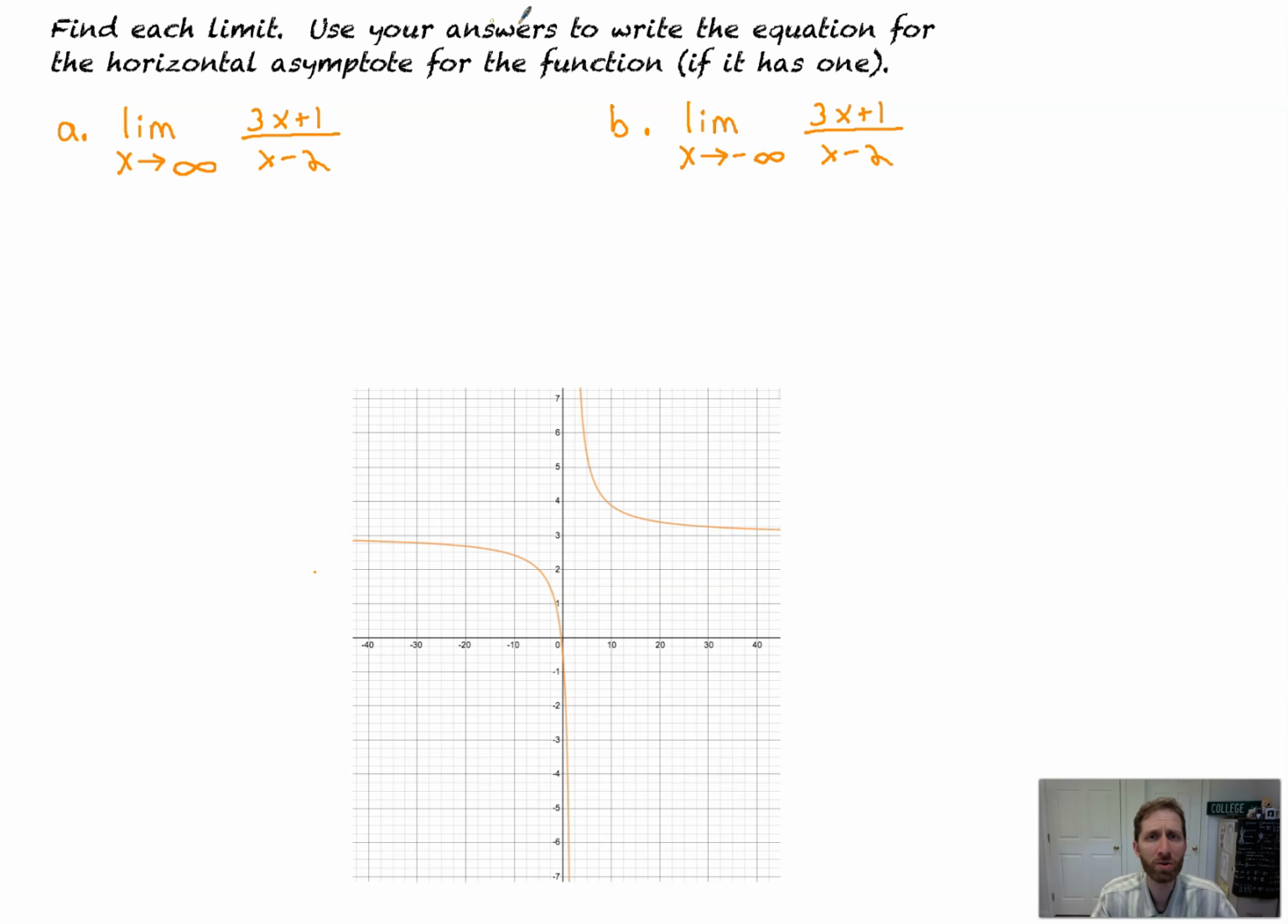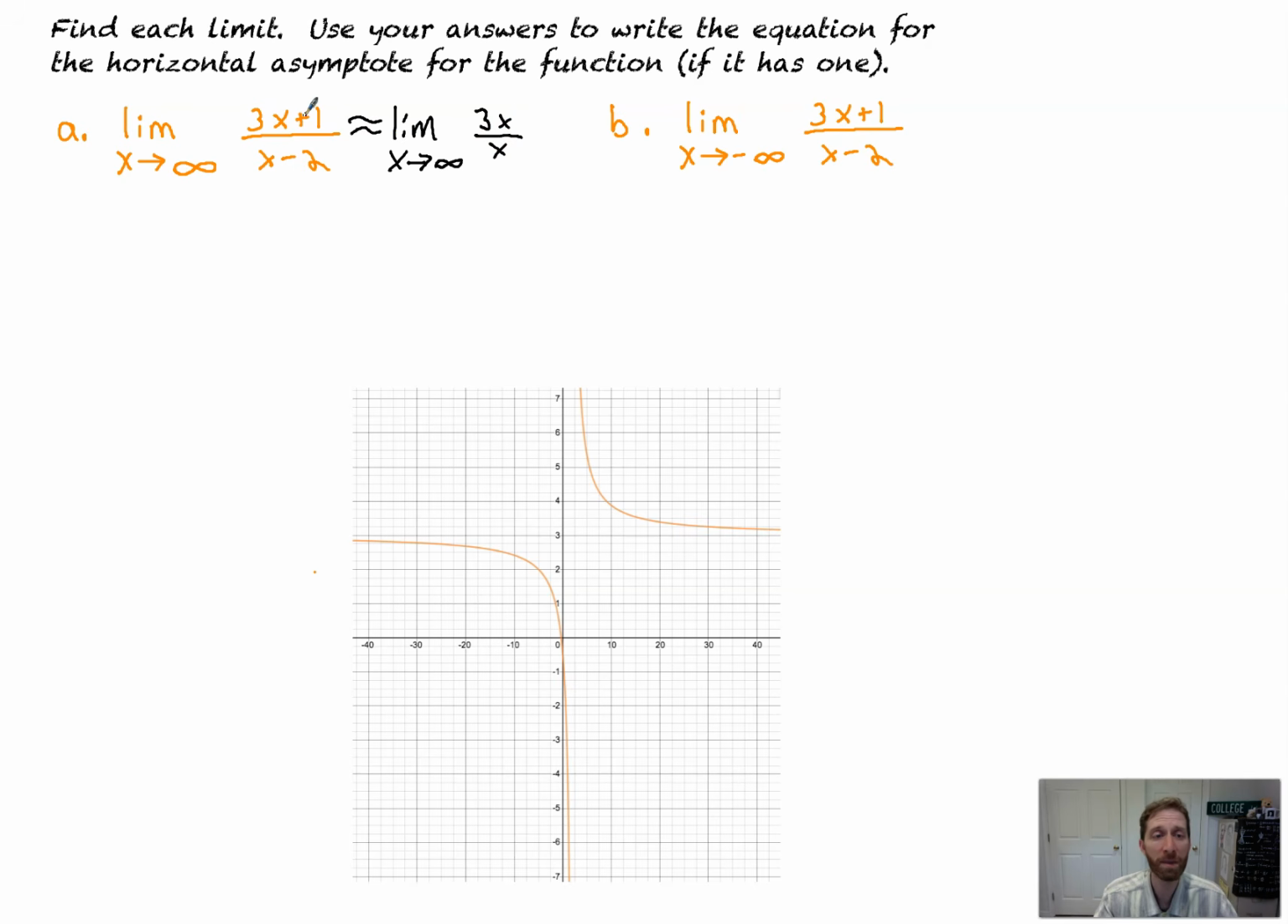It says find each limit, use your answers to write the equation for the horizontal asymptote for the function, if it has one. So again, we're going to use this conceptual idea of plugging in infinity, and we're going to take it a step further. So we're going to plug in infinity into here. Now, if I evaluate infinity into this, adding 1 to 3 times infinity, the 1 doesn't matter. Subtracting 2 from infinity doesn't matter. So essentially, this is basically the limit as x goes to infinity of 3x over x. That's an important distinction right there.